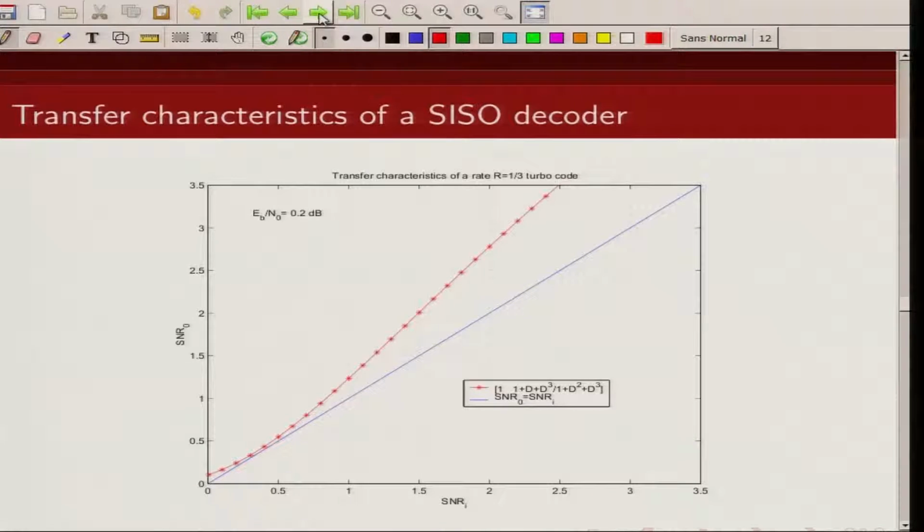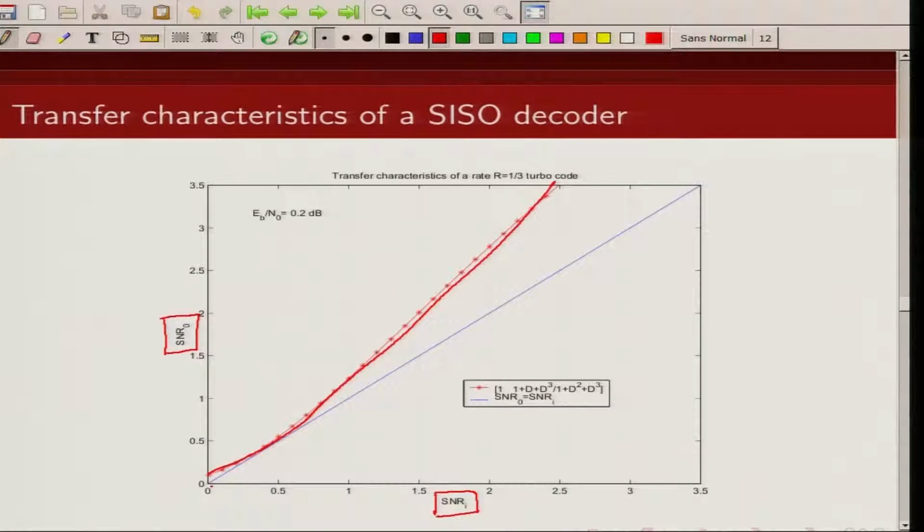So, here basically I have plotted with a red curve the transfer characteristics of one such code. It is an 8 state code. What I have here at the input side is the SNR of a priori information, and what I have here on the output side is the SNR of the extrinsic information.